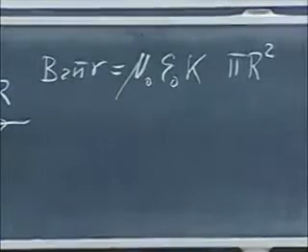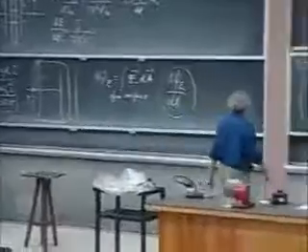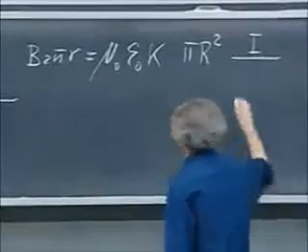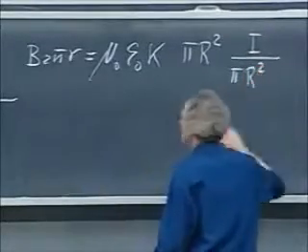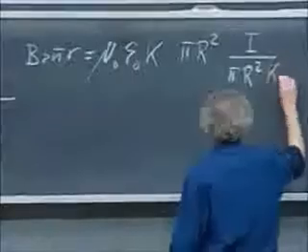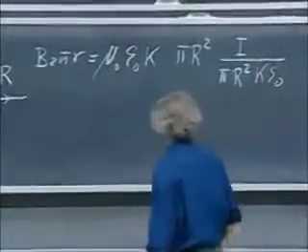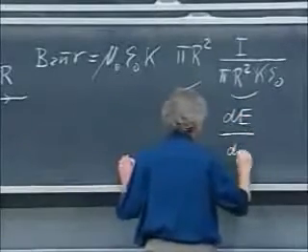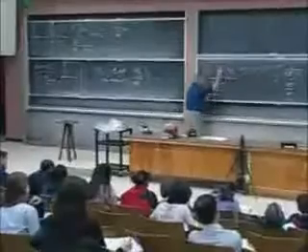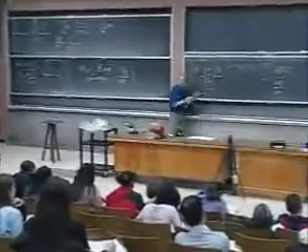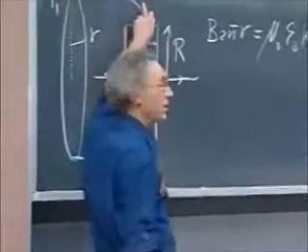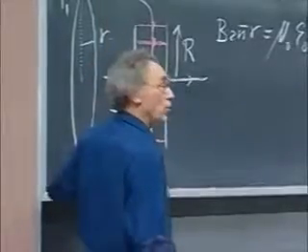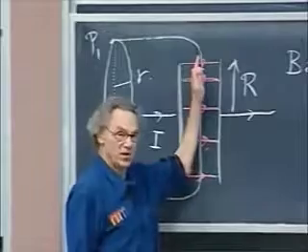And the dE/dt we have is I divided by pi R squared kappa epsilon 0. So this is the area A, and this is the dE/dt, and this is the area of the part inside the capacitor that has a flux going through it. Because outside here, there is no flux going through there. So there's no contribution. There's no contribution here either. The electric field is only existent there. That's my assumption.